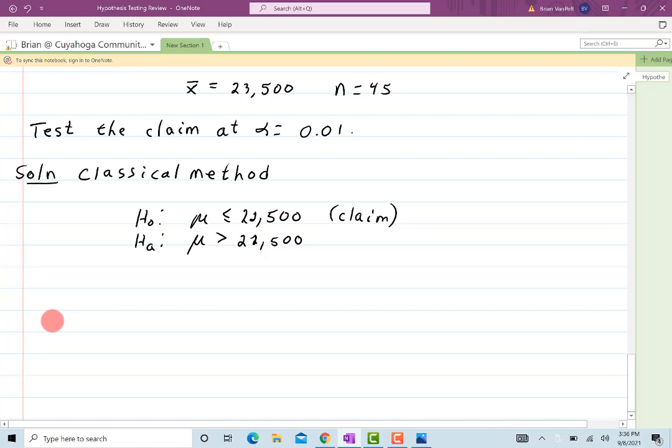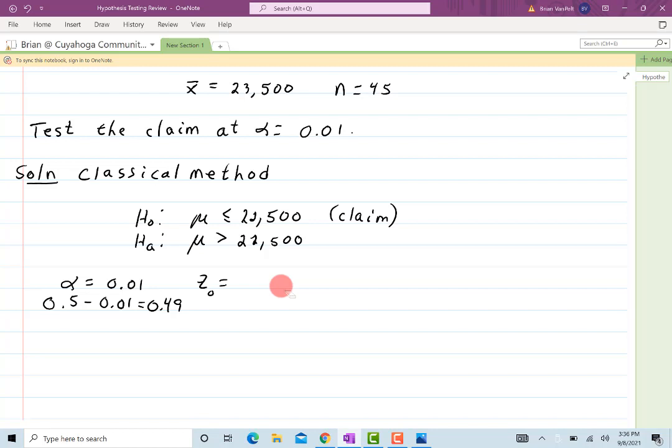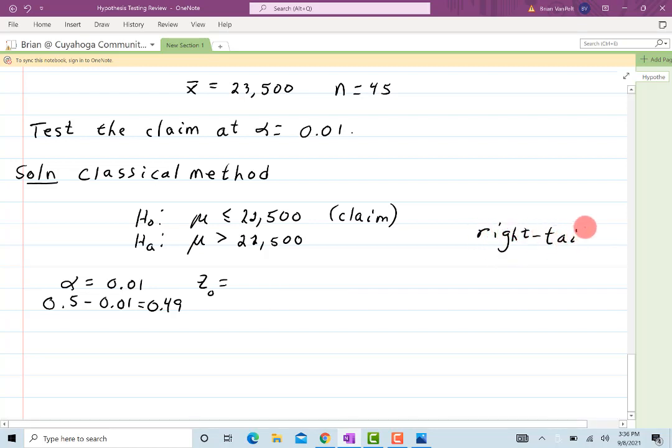Let's go ahead and get alpha equals 0.01. Give me the z sub 0 value. Once again, I have to do the same thing as I did before. I need to do 0.5 minus 0.01, which equals 0.49. So I have to go to the table and find the z value that corresponds to 0.49. Since this is a right-tailed test, everything's positive, so I can use the table at face value.